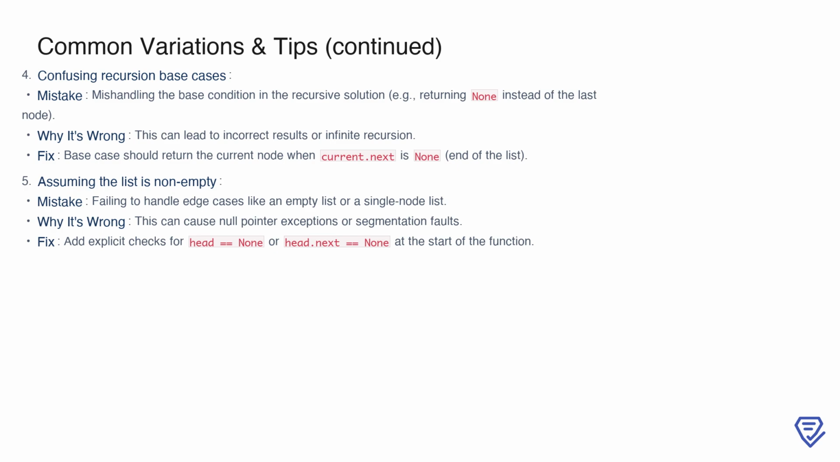Another easily overlooked issue is assuming the list is non-empty. Edge cases like an empty list or a single node list need to be handled explicitly. Without these checks, you risk running into null pointer exceptions or segmentation faults. To prevent this, add conditions to handle scenarios where the head is None or the list contains only one node before proceeding with the reversal logic.